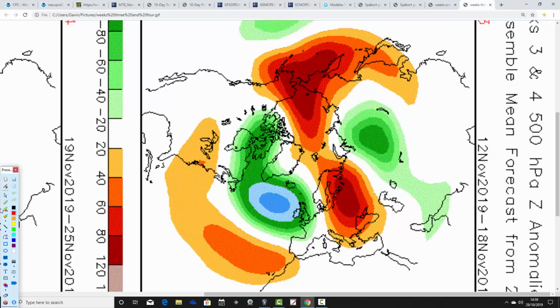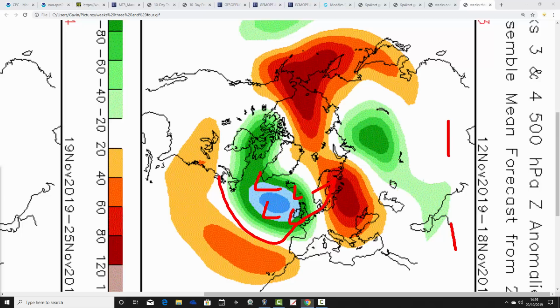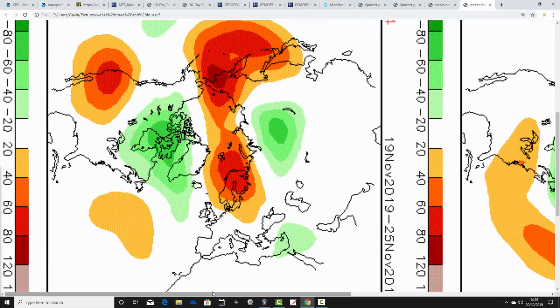Then we go through to week 3, which is the 12th to the 18th of November, and low pressure is still dominating, sitting out to the west of us, bringing more copious amounts of rain probably. And then we get through to week 4, which is a bit of a change. This is the 19th to the 25th of November. Low pressure is out towards Greenland and Iceland. High pressure looks like it's increasingly building to our northeast.